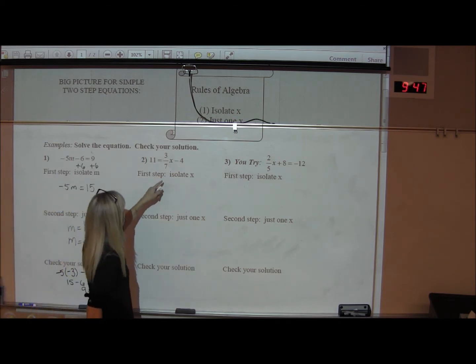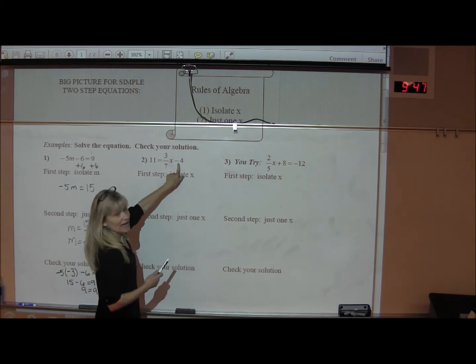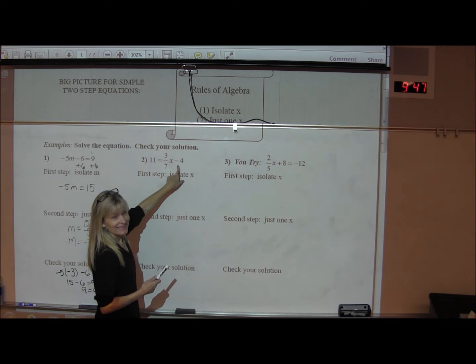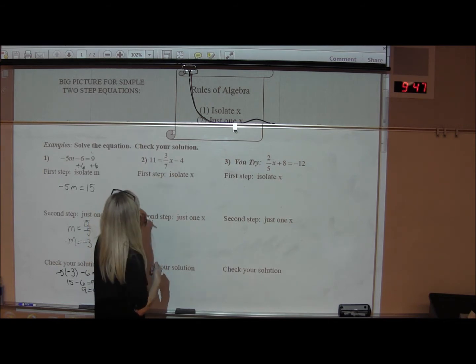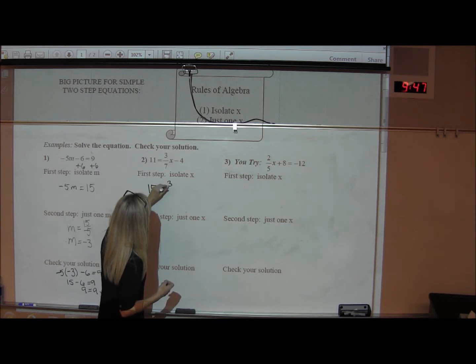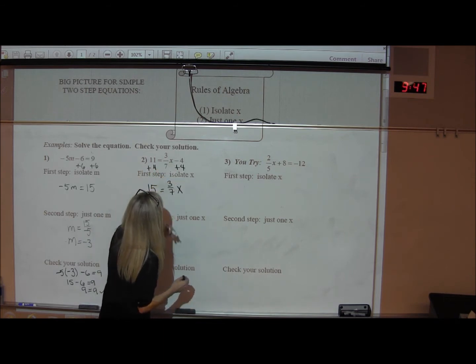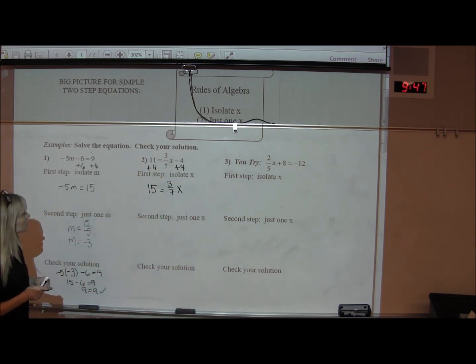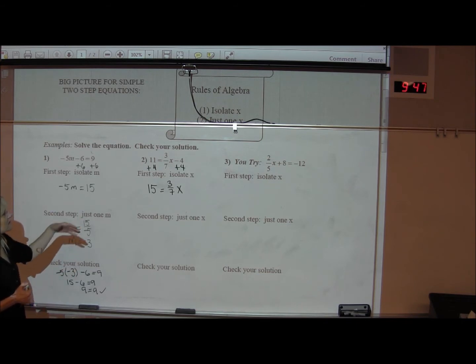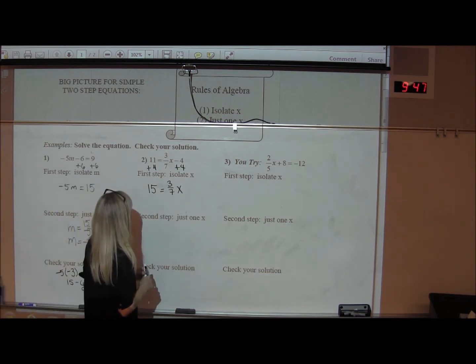So the first step, isolate x. Isolate your variable term. So what are we going to do? Add 4 to both sides. So then we get 15 equals 3/7 x. Now, some people show this step. I tend not to, especially, you guys have done this, a lot of this stuff you did last year. But if it helps you to show that step, that's fine.